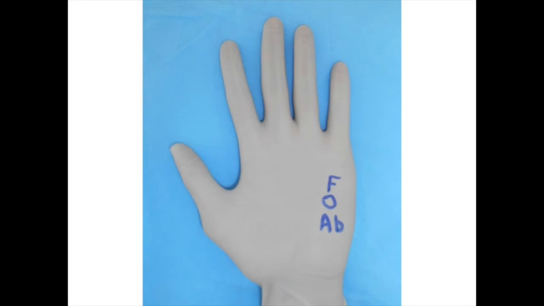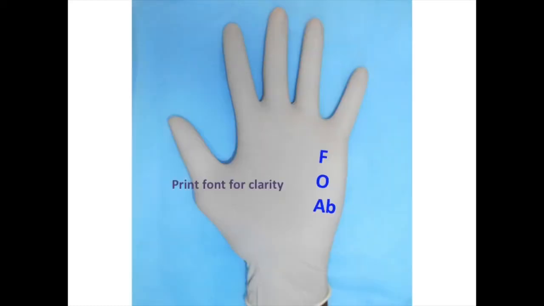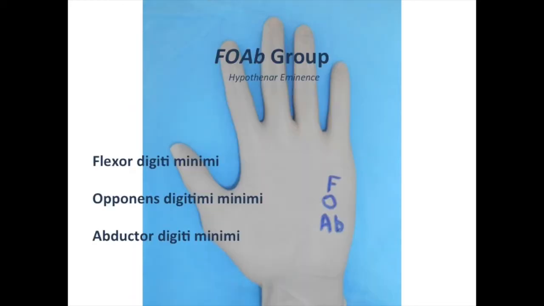With your blue marker, print the letters F, O, A, B over the hypothenar eminence as shown. You can pause the video while you do this. This next picture uses print font for clarity. This is the FOAB group over the hypothenar eminence. The F stands for flexor digiti minimi, the O stands for opponens digiti minimi, and the AB stands for abductor digiti minimi.